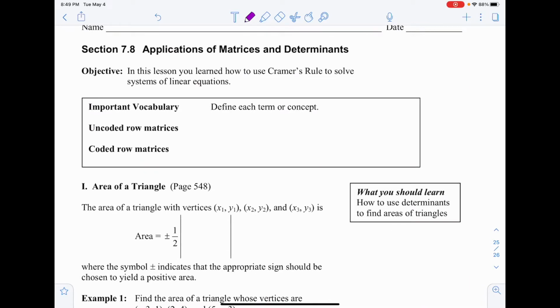Hey, we're talking about applications of matrices and determinants today, and we're going to learn something called Cramer's rule, which is super helpful and actually kind of fun. So let's jump in. Let's talk about some vocabulary.